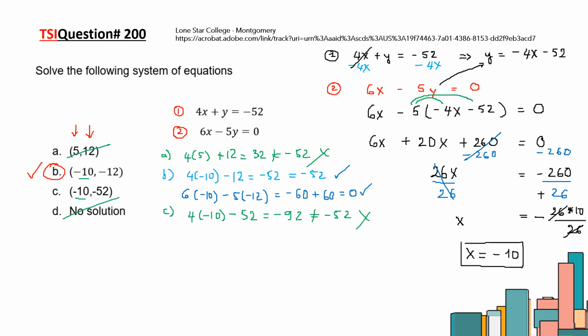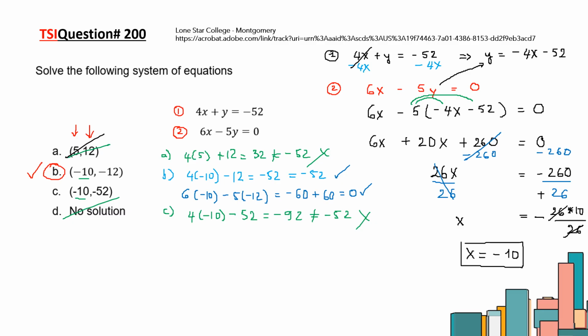So if you have that, you can eliminate A, okay? Because we don't know yet whether y will be negative 12 or negative 52. If it is other than that, then there are no solutions.